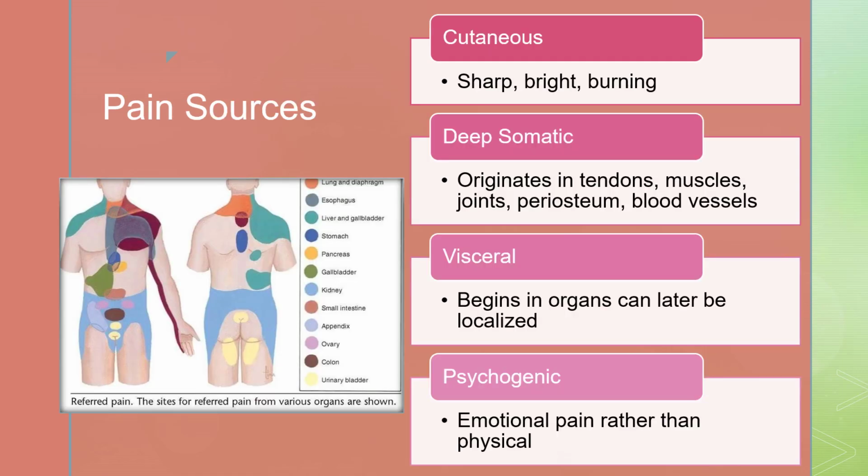There are 4 sources of pain: cutaneous, deep somatic, visceral, and psychogenic. Cutaneous pain is sharp, burning, bright, and can have fast or slow onsets. Deep somatic pain originates in tendons, muscles, joints, periosteum, and blood vessels. Visceral pain begins in organs and is diffuse at first and may be localized. Psychogenic pain is felt by the individual but is emotional rather than physical in nature.